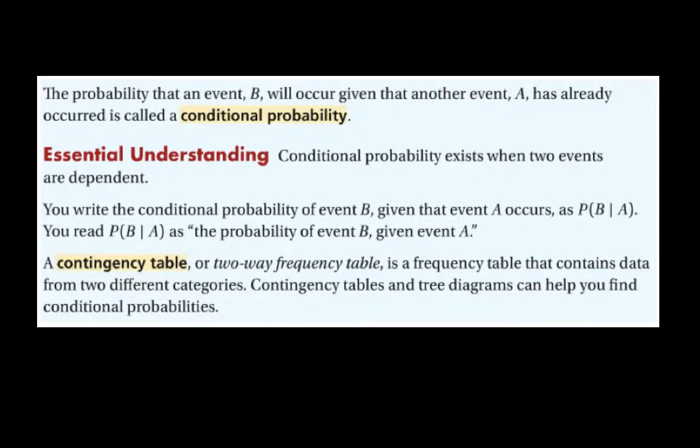All right, so we have these things called contingency tables that we can make, or they're also called two-way frequency tables. A frequency table that contains data from two different categories. Contingency tables and tree diagrams can help you find conditional probabilities.